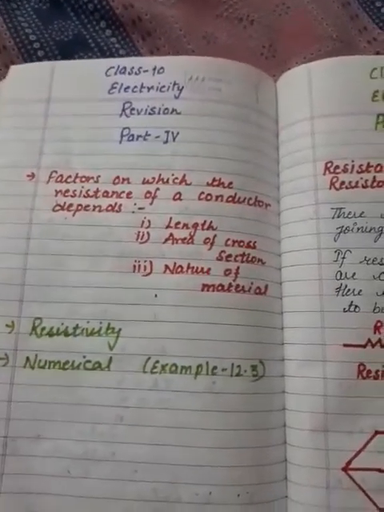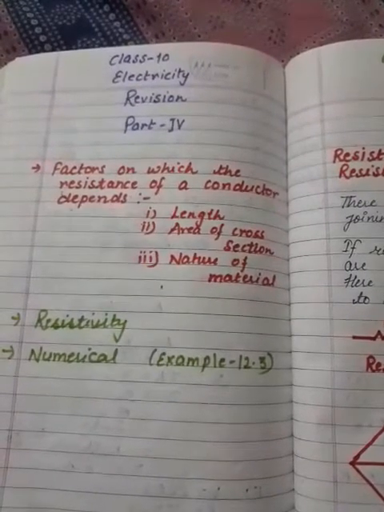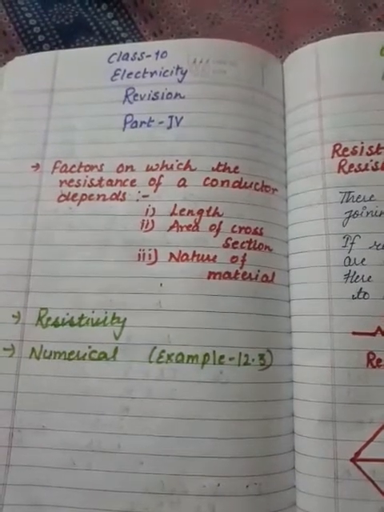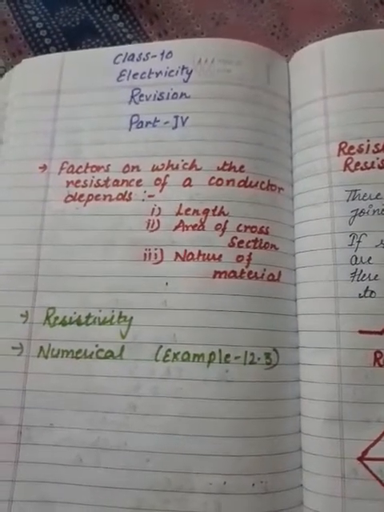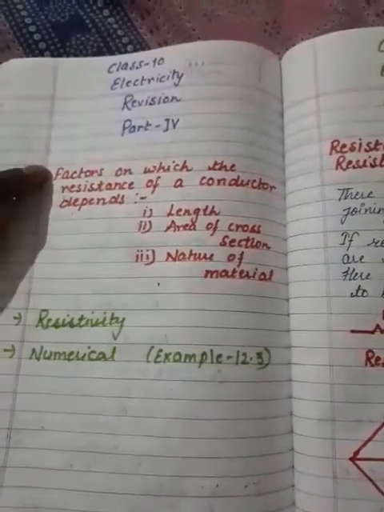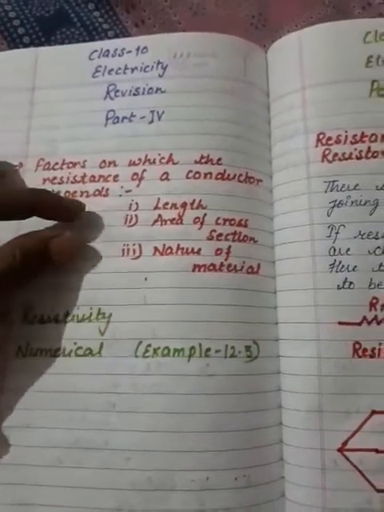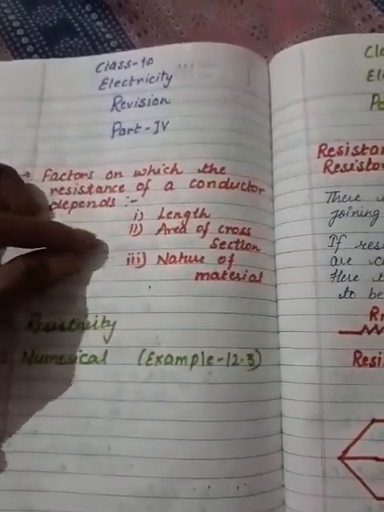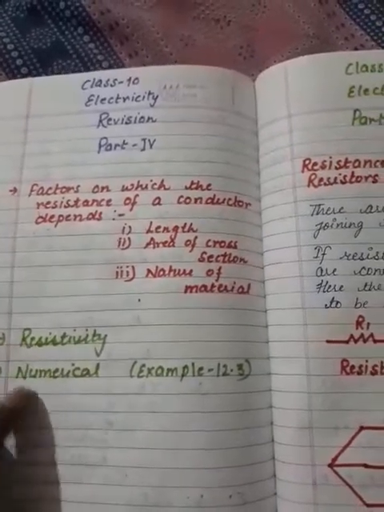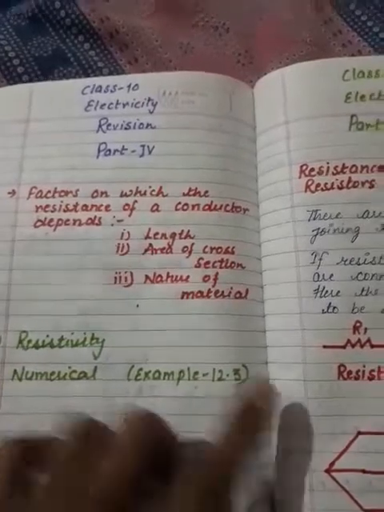Today I am going to discuss our chapter electricity part 5. But before starting part 5, I want to discuss part 4 topics so that you can keep all these topics in mind. First of all, in part 4 we did the factors on which resistance of a conductor depends. Three factors we have done: length, area of cross section, nature of material. After that we have done resistivity, and at last we have done numerical example 12.3.